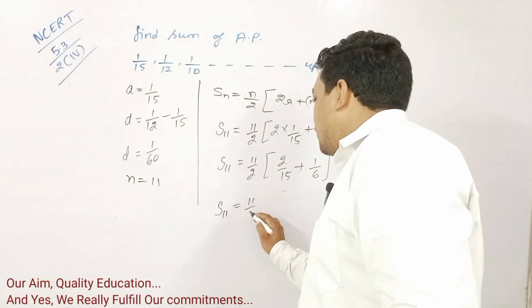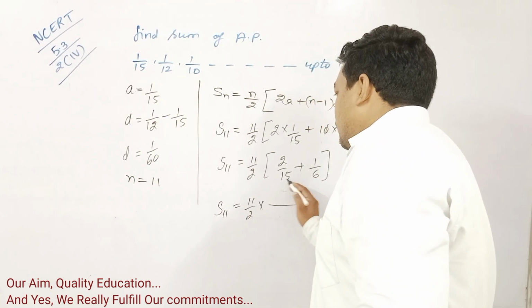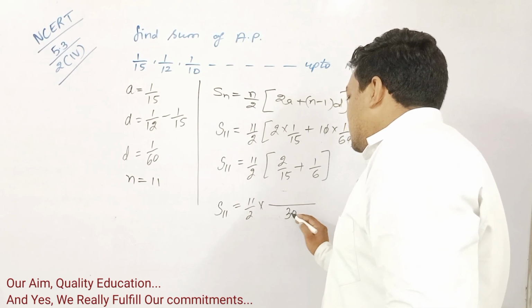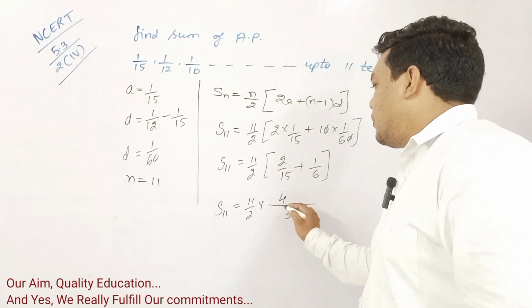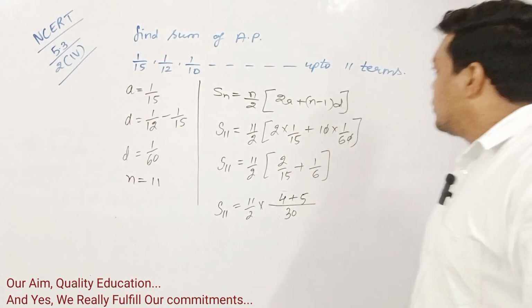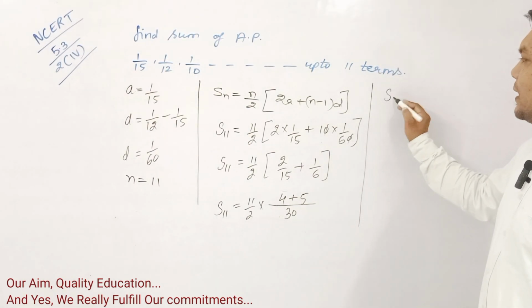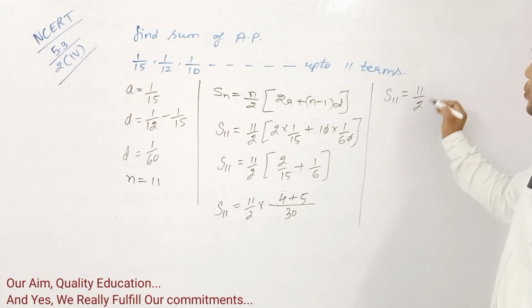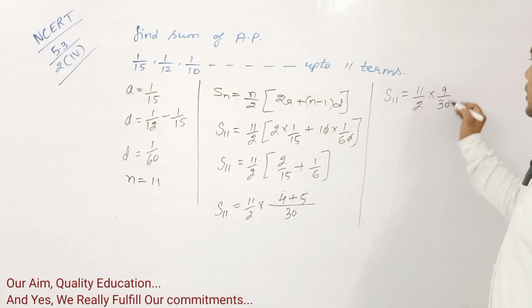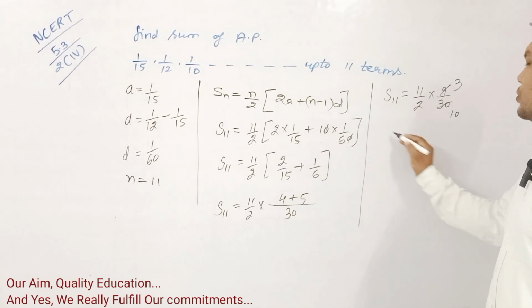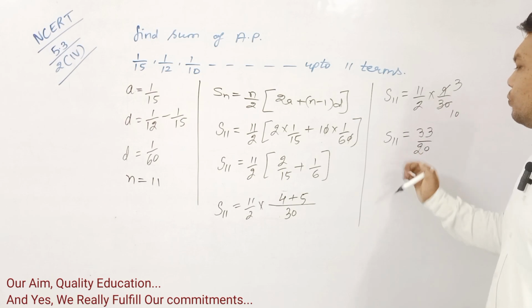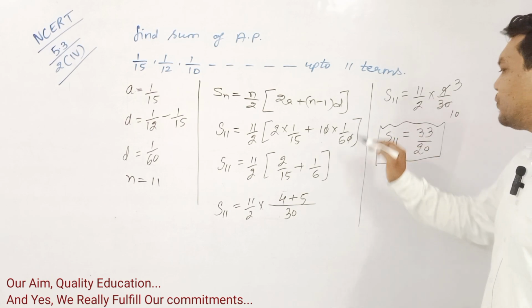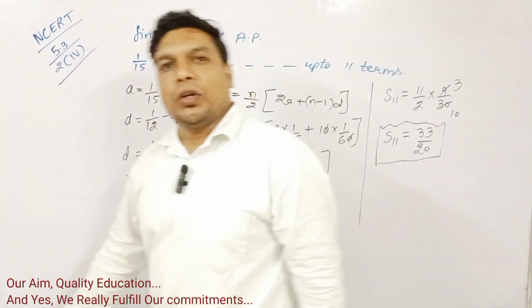It will be 11 upon 2. When you take LCM, 15 and 6 LCM is 30. 15 2s are 30, 2 2s are 4, and it is 4 plus 5. So S11 is equal to 11 upon 2 into 9 upon 30. So 3 3s are 9, 3 10s are 30. So S11 is equal to 33 upon 20. So what is the sum of the first 11 terms of this AP? It is 33 upon 20.